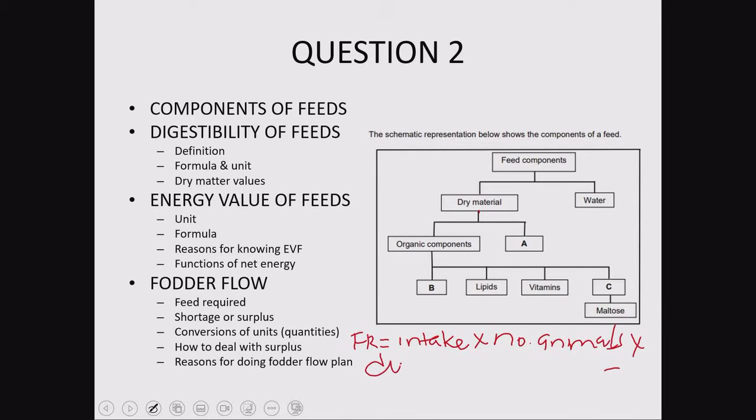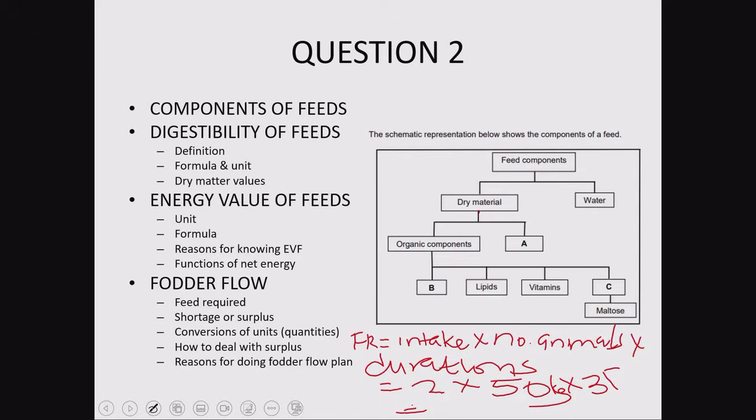times duration. So you'll be given, for example, the question paper can say you have 50 animals and each animal eats 2 kg a day. Calculate the feed required by this animal for January. So you have already been given that these animals eat 2 kg. So their intake would be 2 kg times 50 animals. So 2 times 50, which is equal to 100, and times 31 days of January, and then you get your correct answer in kgs. So that will be how you calculate your feed required.